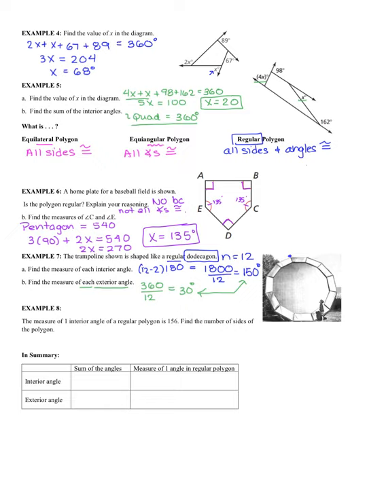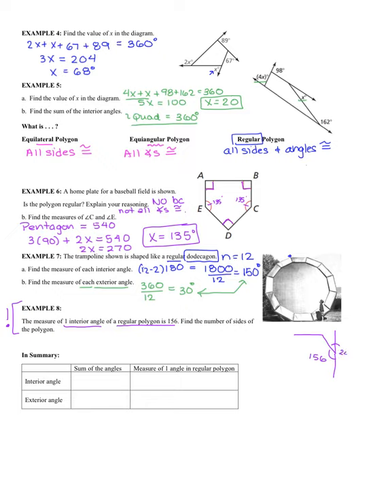All right, this last example is kind of important because it's a little bit of a trick. It says find the measure of one interior angle of a regular polygon is 156. So I'm just going to draw it. We don't know how many sides it has, but I know that one angle here is 156. That also tells me that the exterior angle has to be 24 degrees.